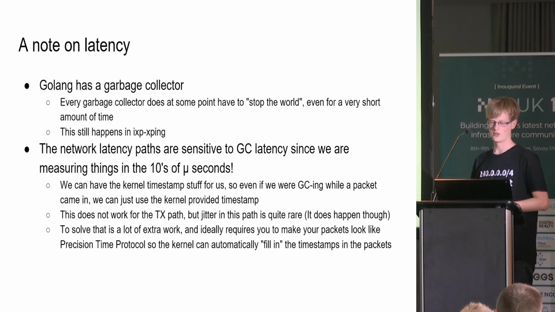This doesn't work on the transmit path, but jitter in this path is quite rare. It's pretty astonishingly rare to be interrupted halfway through creating a packet and it coming out. It does happen, but it is quite rare. And to solve that, it's quite a lot of extra work. You kind of have to make your packets look a bit like precision time protocol, as far as I understand, and the kernel interface for doing this is particularly janky and not necessarily pleasant. And I wanted to keep this as simple, as maintainable as possible. It also means that if you go down this route, there is no chance in hell that you'd ever manage to port this to something like FreeBSD if you, for some reason, wanted to do that.